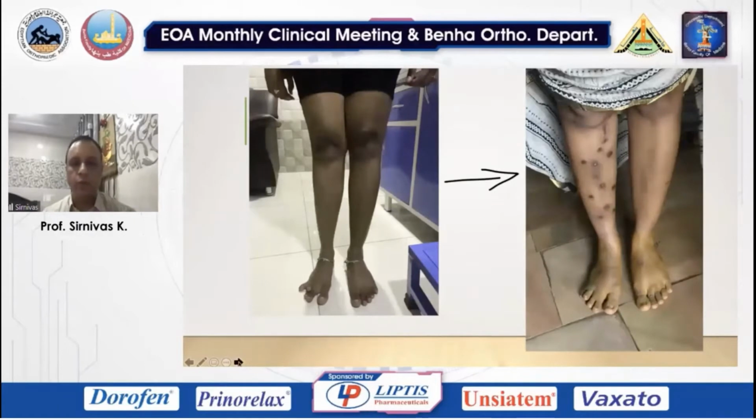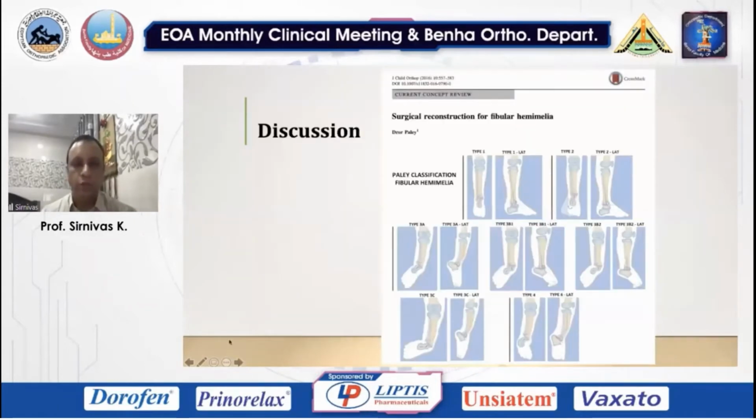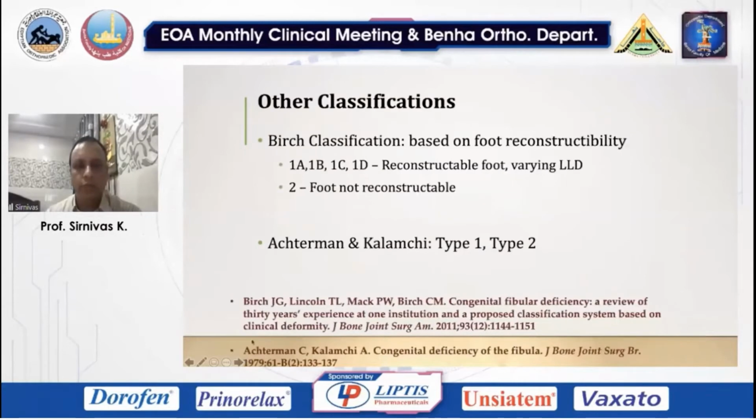That was pre-op, and this is post-op. So coming on to discussion, fibula hemimelia is classified according to Dror-Paley, Birch classification, and Ackerman-Kalamchi classification. Our case falls in the type 1 category.